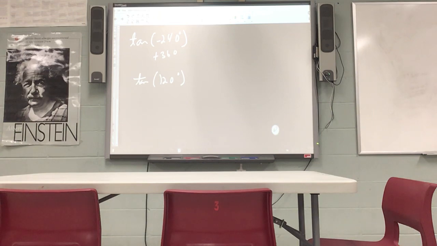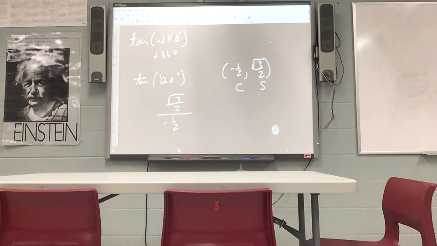Unit circle, is it going to help us? Yes, it is. It's got the ordered pair on 120 degrees of negative 1/2 and square root of 3 over 2. Remember your cosine and your sine. So the tangent puts square root of 3 over 2 over negative 1 over 2.